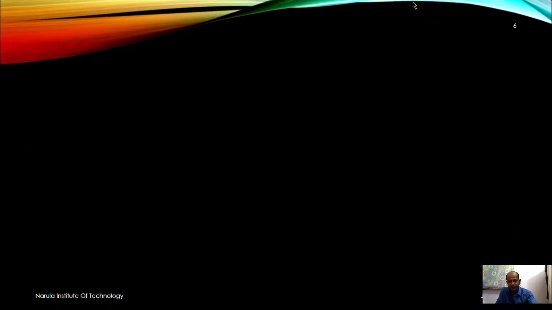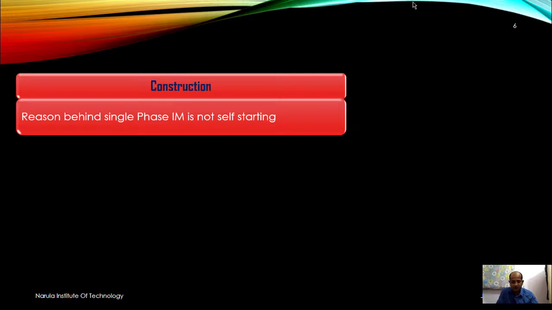And then we will discuss the construction of single phase induction motor. What are the different parts? What are the building blocks that form that single phase induction motor? And consequently, we will build our knowledge of why single phase induction motor is not a self-starting motor, and what procedures or methods can be developed so that it will become a self-starting motor.